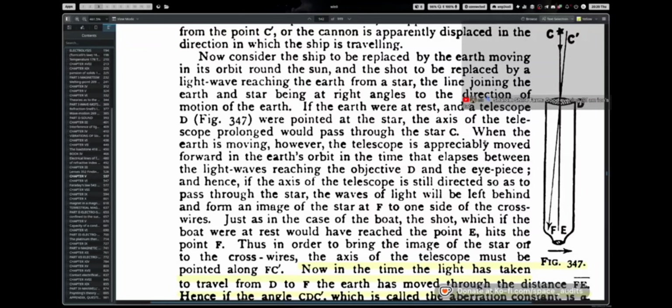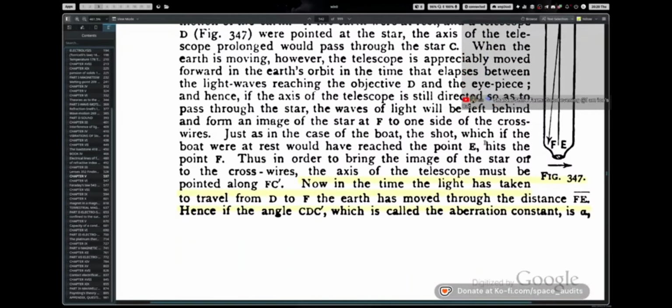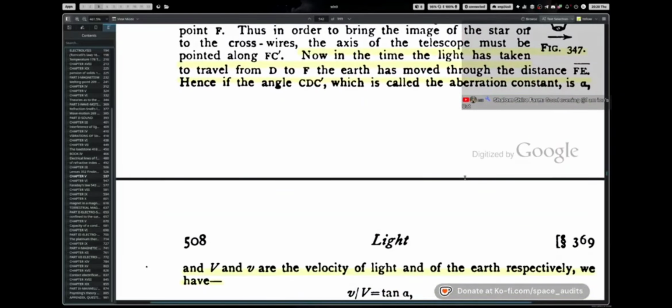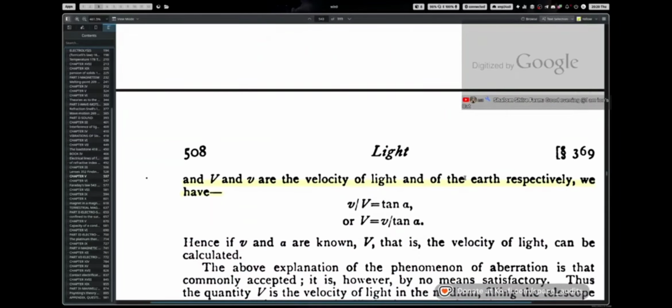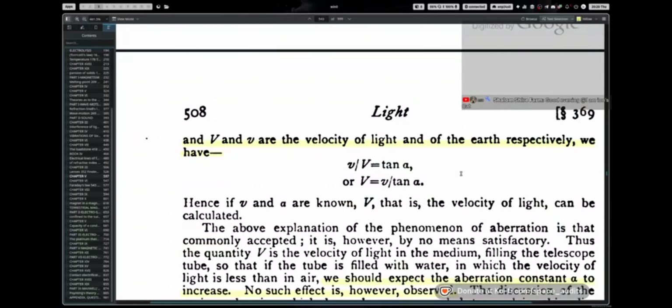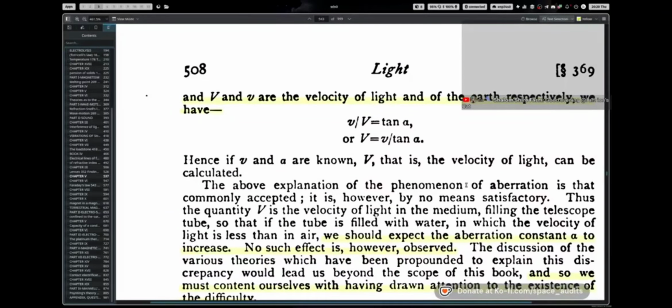Now, in the time the light takes to travel from D to F, the Earth has moved through the distance FE. Hence, the angle CDC prime, which is called the aberration constant, is alpha. And big V and little v are the velocities of light and of the Earth, respectively, and we have v over V equals tan alpha, or V equals v over tan alpha. Hence, if little v and alpha are known, V, that is the velocity of light, can be calculated.